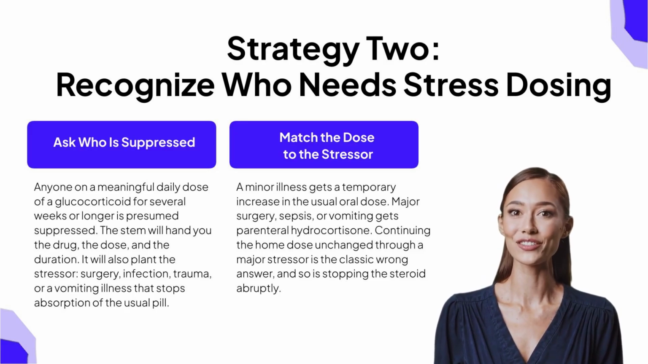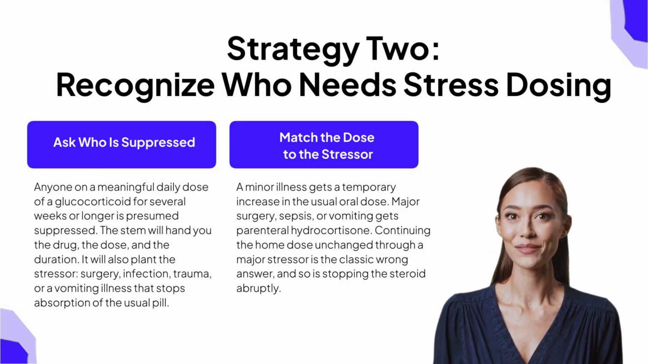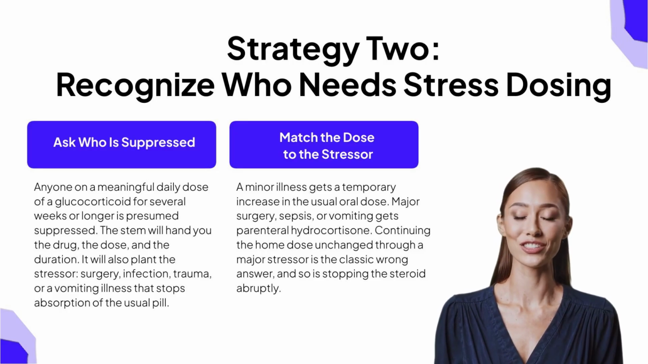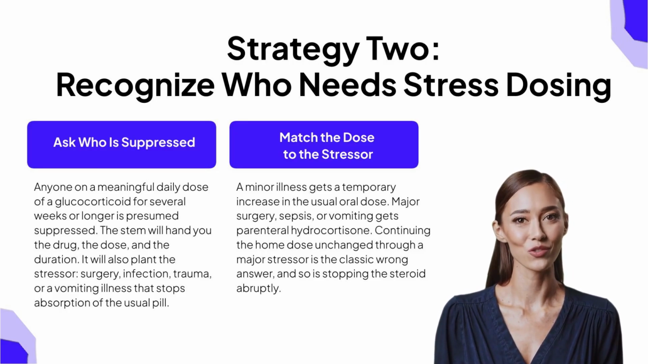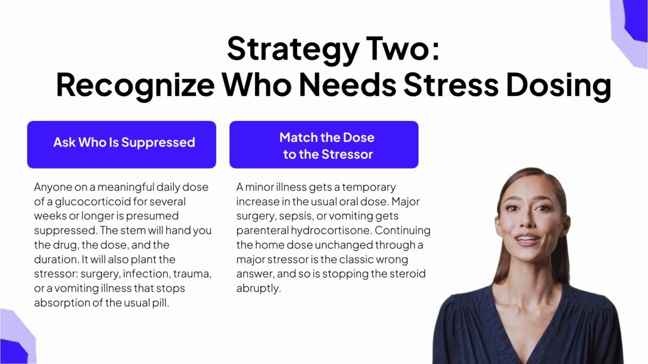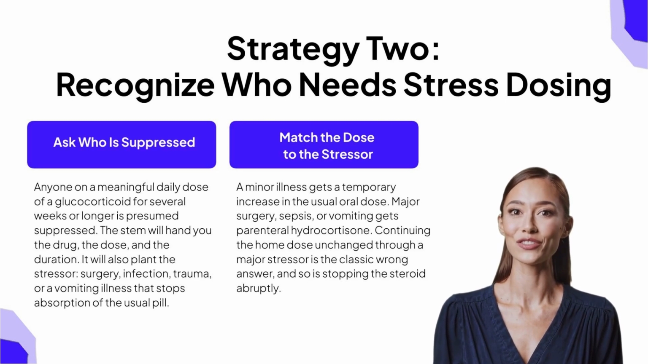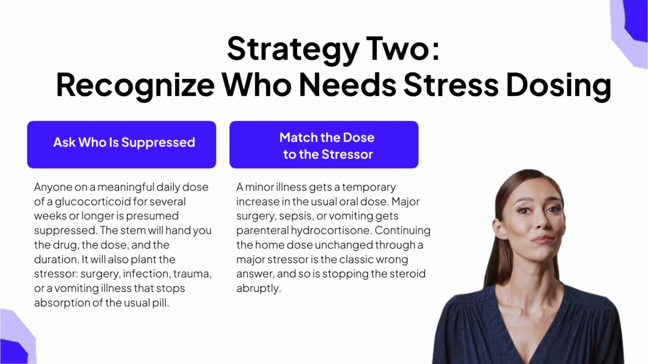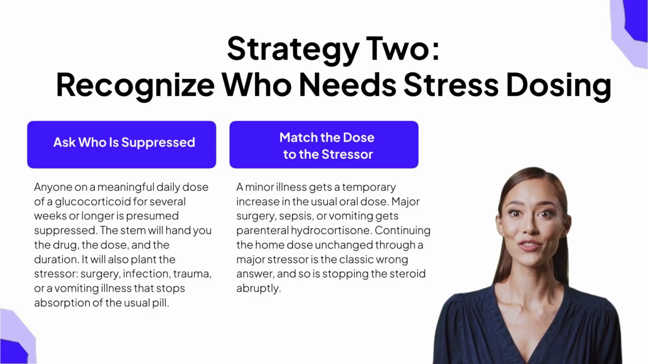Now match the dose to the stressor. A minor illness gets a temporary increase in the oral dose. Major surgery, sepsis, or vomiting means the oral route can't be trusted, so the answer is parenteral hydrocortisone. Two wrong choices show up constantly. Continuing the home dose through a major stressor is wrong because the patient can't mount a response. And stopping the steroid abruptly is wrong because that creates the crisis.